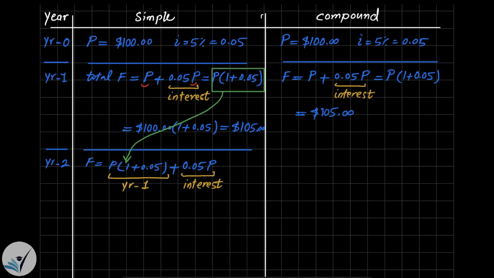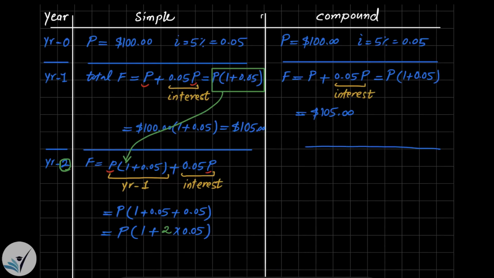So we have a common term P in both, and then if we simplify this, we're going to get P open parenthesis 1 plus 0.05 plus 0.05, and if we further simplify, we're going to get P times 1 plus 2 times 0.05. And the reason that I wrote P in green is because we are at the end of the second year and we have a multiplier of 2 here.